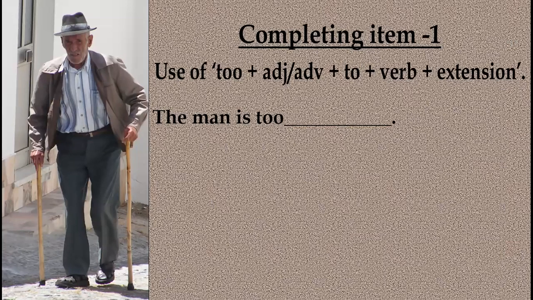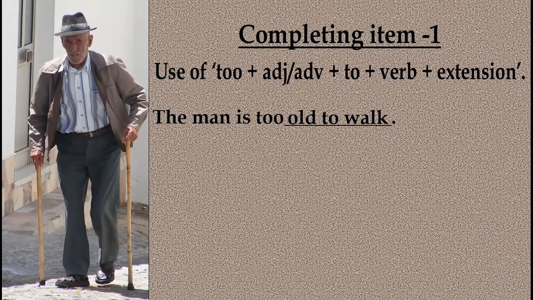The man is too dash. So if you are asked to fill up this kind of sentence, then you need to apply this structure. The man is too old to walk. The man is too old to walk. So using too, what kind of part of speech is too here? Can anybody tell me? Adjective, adverb, noun, pronoun, what is it? Too. Adjective? No, not at all. Adverb. Yes, because it is placed before the adjective. Old is an adjective and too is an adverb.